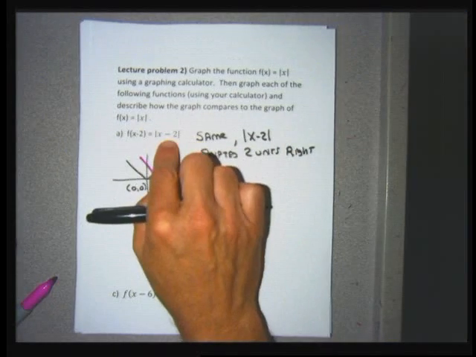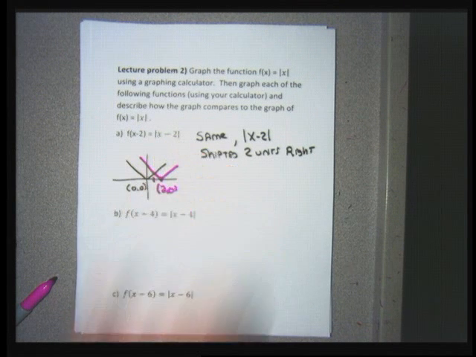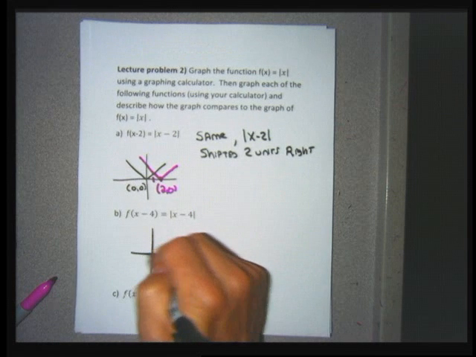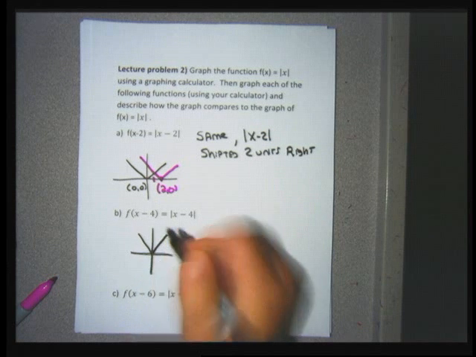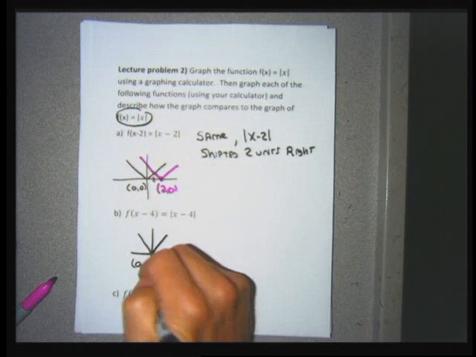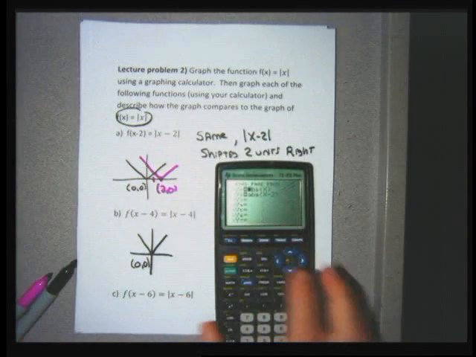Putting a minus inside under the absolute values also shifts the graph to the right. Hopefully, you could predict what the graph of part B is going to look like. So I want to compare the graph of the absolute value of x to the graph of the absolute value of x minus 4. I'll graph them both on the same graph.